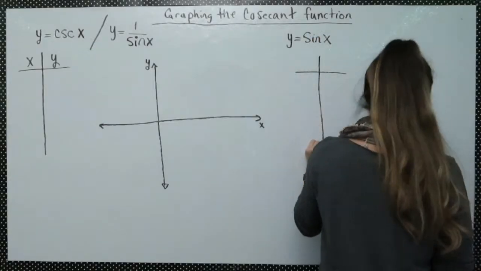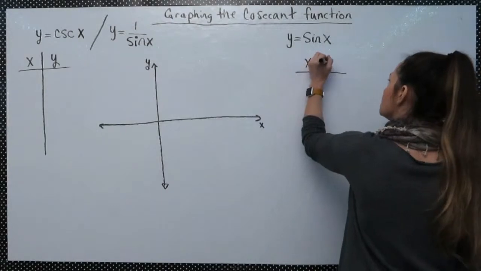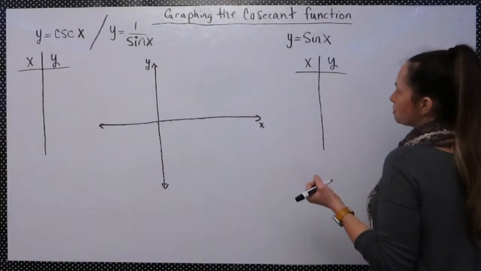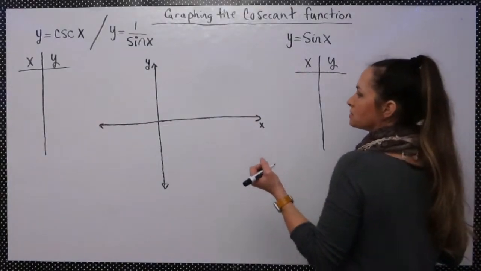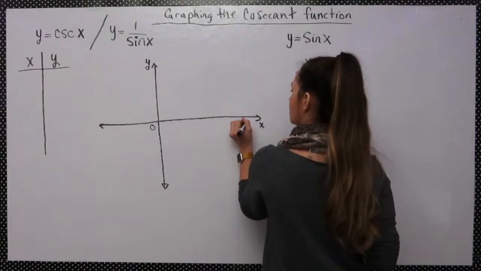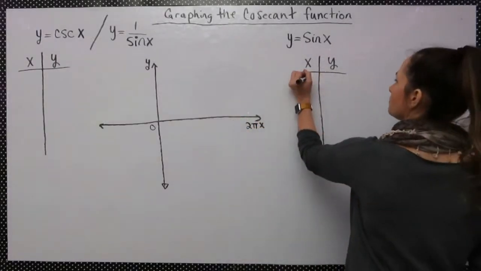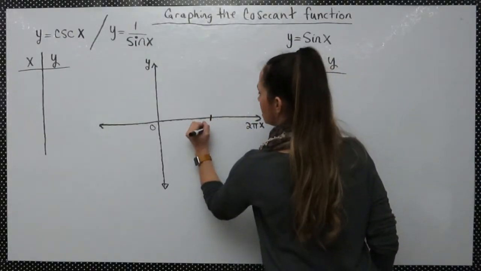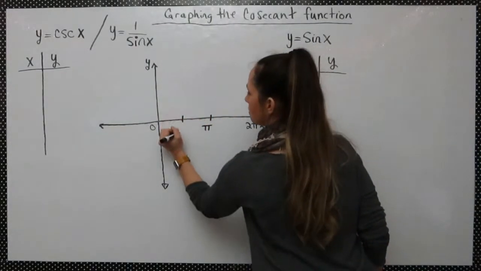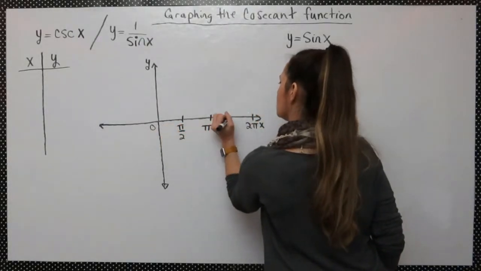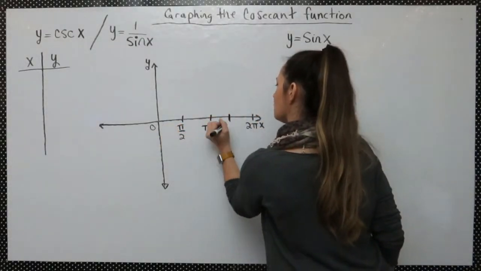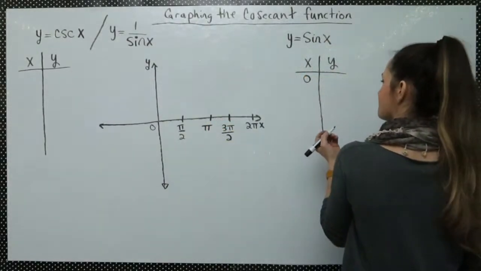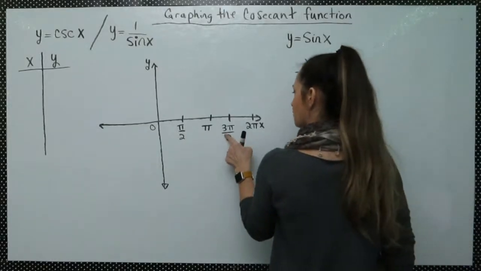And I really don't need a table for sine x because I have it memorized, but just for educational purposes, we'll go ahead. And what we're doing is we're going from 0 to 2 pi. So we'll have 0. We'll cut this graph in half. We'll say that's pi over 2, and we have 3 pi over 2. That's over 4, sorry.